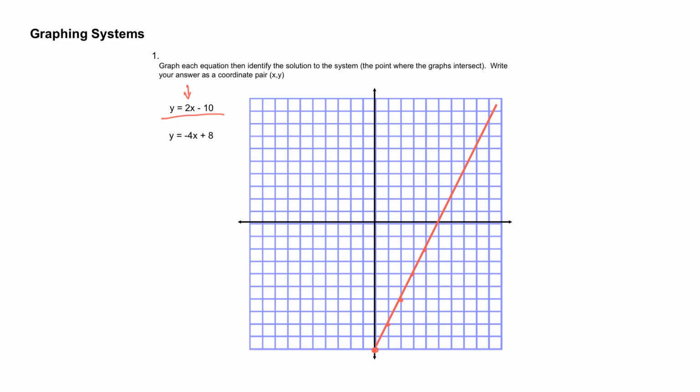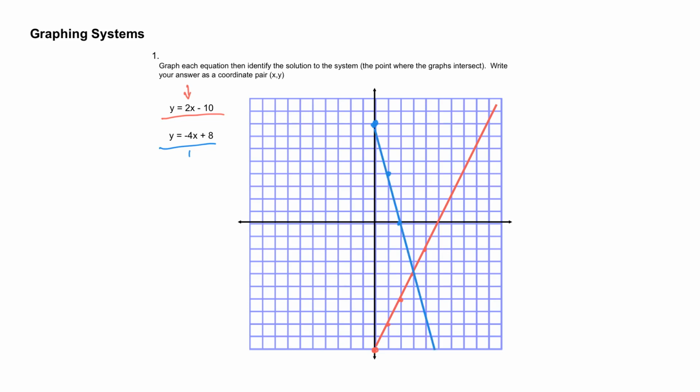I'll do the next one in blue. That's y equals negative 4x plus 8. So I'll start at a y-intercept of positive 8. And the slope's a negative 4, or negative 4 over 1. So it's going to go down 4 over 1. Get a couple points, draw a line.